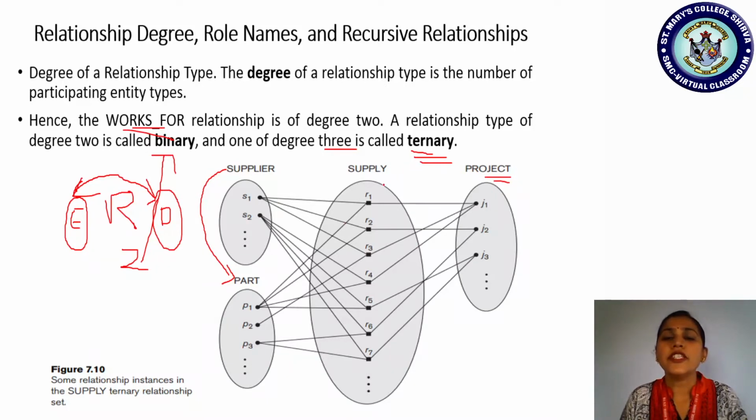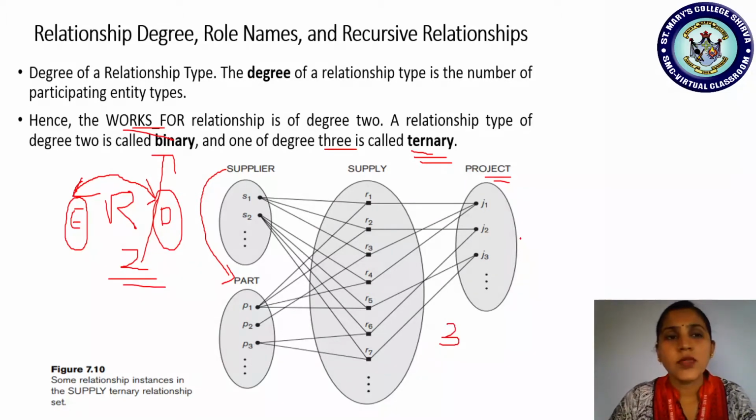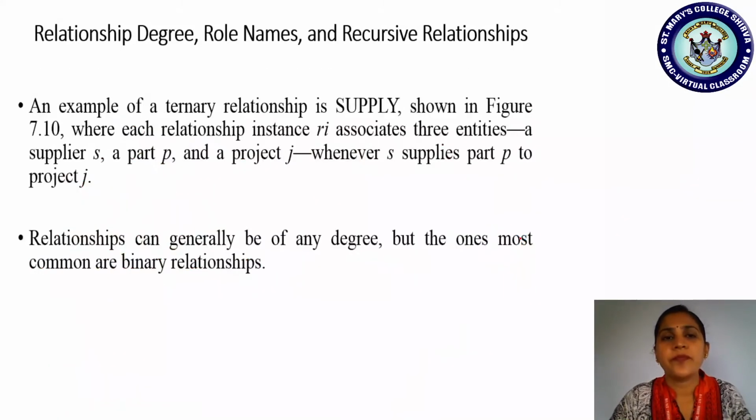So in a relationship, if there are only two entities participating, then it is referred to as binary. The degree of that relation is 2 or binary. If the participation of entities is 3 in a relationship, then the degree of that relation is referred to as 3 or ternary. Okay, this is about relationship degree.